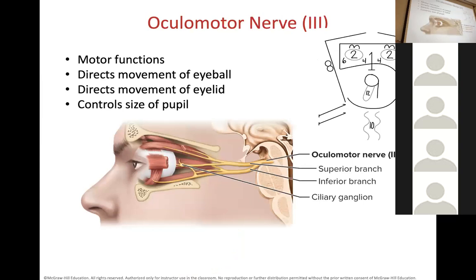Number 3 is the oculomotor nerve. So that's a pretty easy, pretty straightforward name. It's a motor nerve that deals with the eyes. So it deals with the movement of the eyeball as well as the eyelid. And then it also affects the size of the pupil. So if you're in a dark area, your pupil will dilate. If you're in really bright sunlight, your pupil will constrict. That's controlled by the oculomotor nerve.